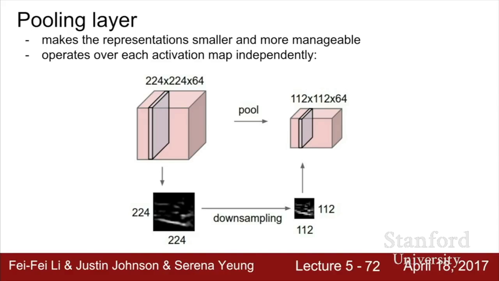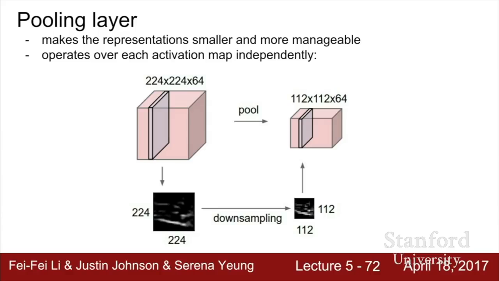We talked about this earlier when someone asked the question of why we would want to make the representation smaller. This is to have fewer parameters at the end, and it also gives some invariance over a given region. What the pooling layer does is exactly just downsample. It takes your input volume, for example 224 by 224 by 64, and spatially downsamples this. So in the end, you'll get out 112 by 112.